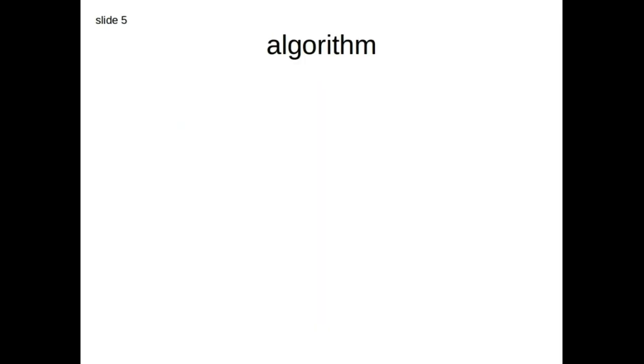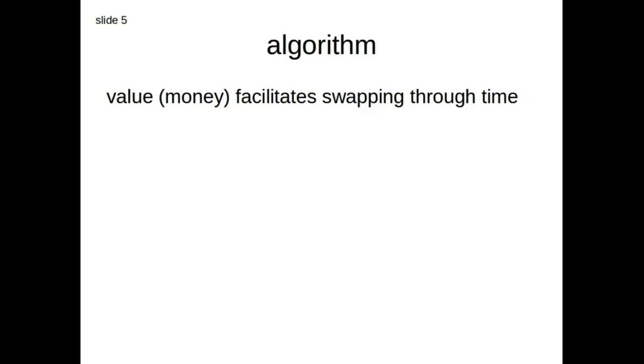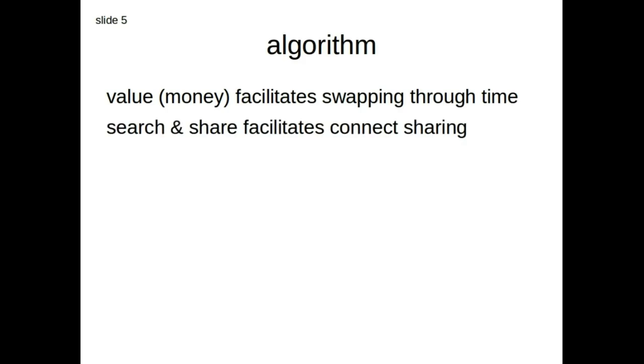Now we come to our algorithm. Now in current economy, we use value to facilitate swapping. And most importantly, it allows for swapping through time. So now what can we learn from this for the share economy? Because when we share, we already share through time. But the most important thing is that we still have to connect all these shares into a vibrant economy.